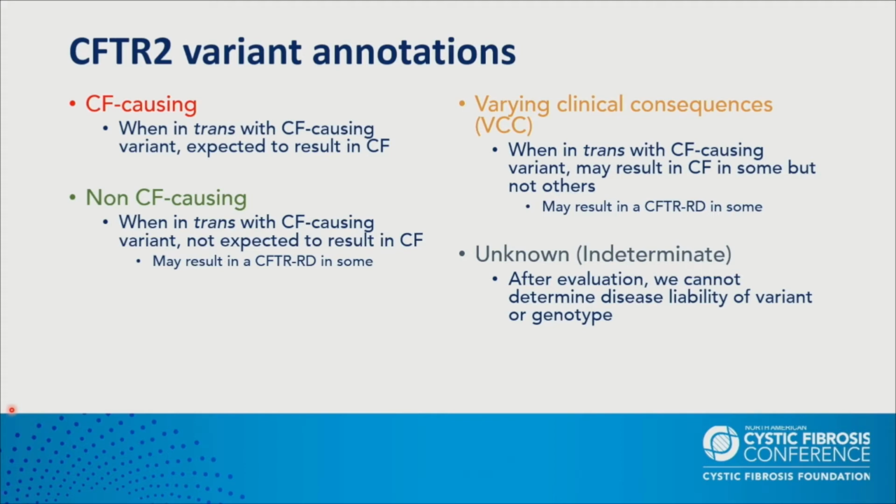Somewhere in between those two categories, we have varying clinical consequences. Those are variants that cause CF in some people, but not in others. They may cause CFTR-related disorders. And then lastly, we have an unknown or indeterminate category. Basically, when we can't bin something into those first three that I described, we call it unknown.